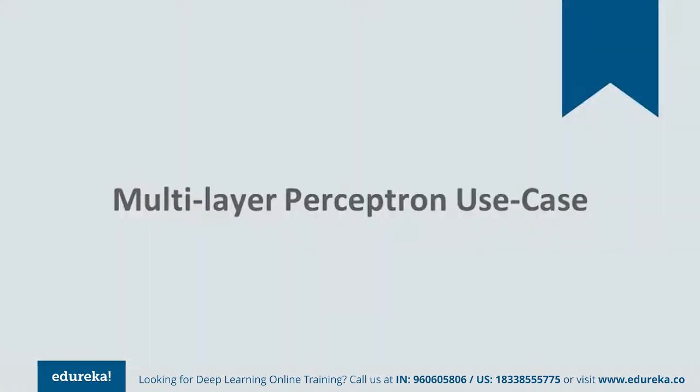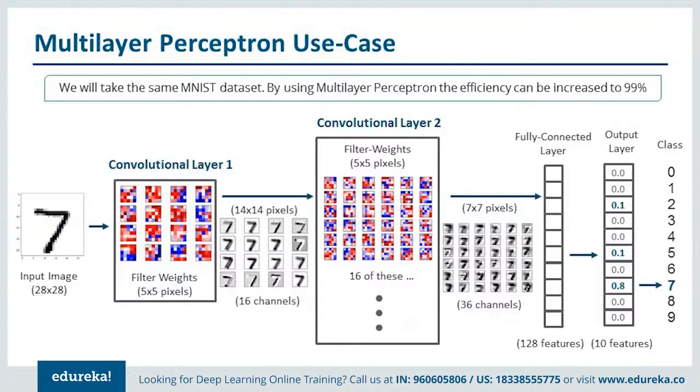So now I'm going to make use of the same MNIST data set, and I'm going to increase the efficiency on that data set to 97 to 99% with the help of a multi-layer perceptron. So guys, let us go ahead with that. As I've told you earlier as well, we are going to use the same MNIST data set which we used in the single layer perceptron. I'm going to perform a classification using multi-layer convolutional networks.